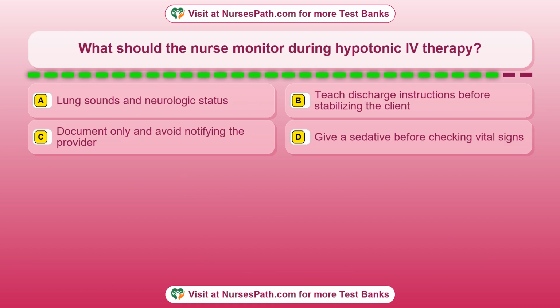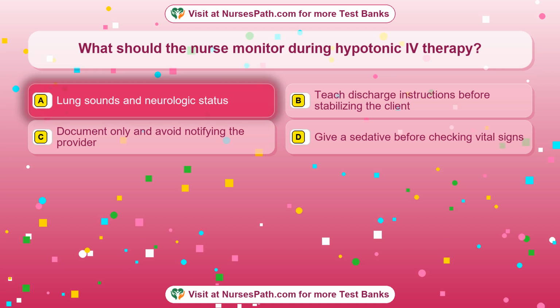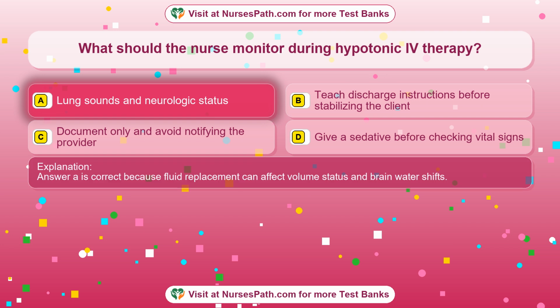Question 17. What should the nurse monitor during hypotonic therapy? Option A. Lung sounds and neurologic status. Option B. Teach discharge instructions before stabilizing the client. Option C. Document only and avoid notifying the provider. Option D. Give a sedative before checking vital signs. The correct answer is option A. Lung sounds and neurologic status. Answer A is correct because fluid replacement can affect volume status and brain water shifts.